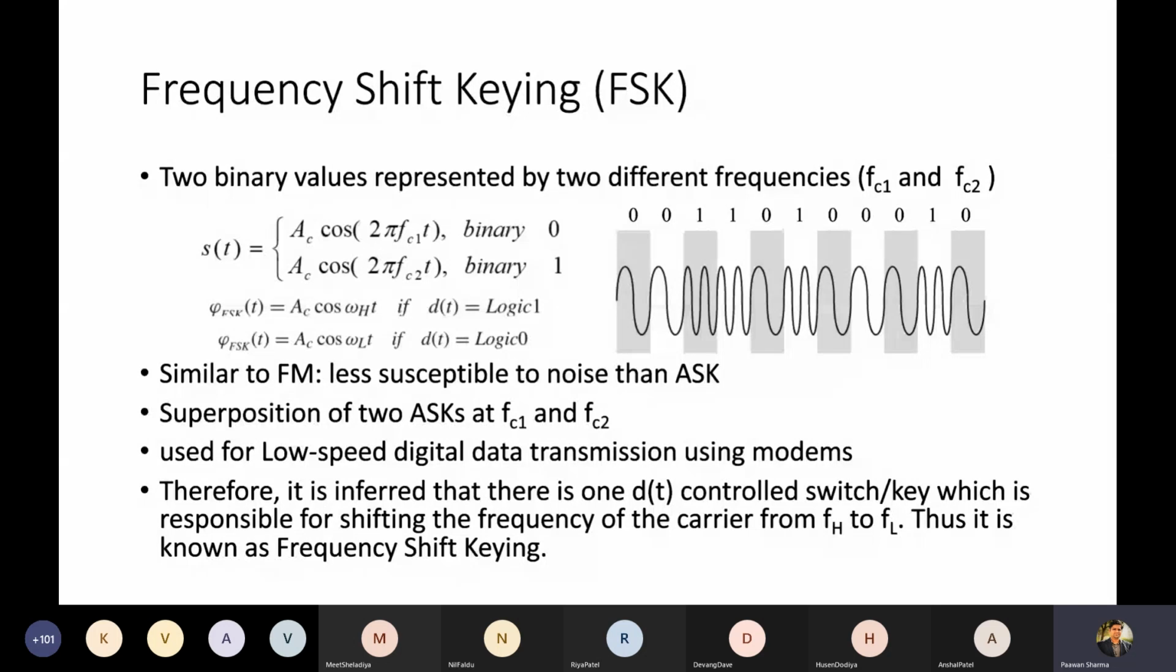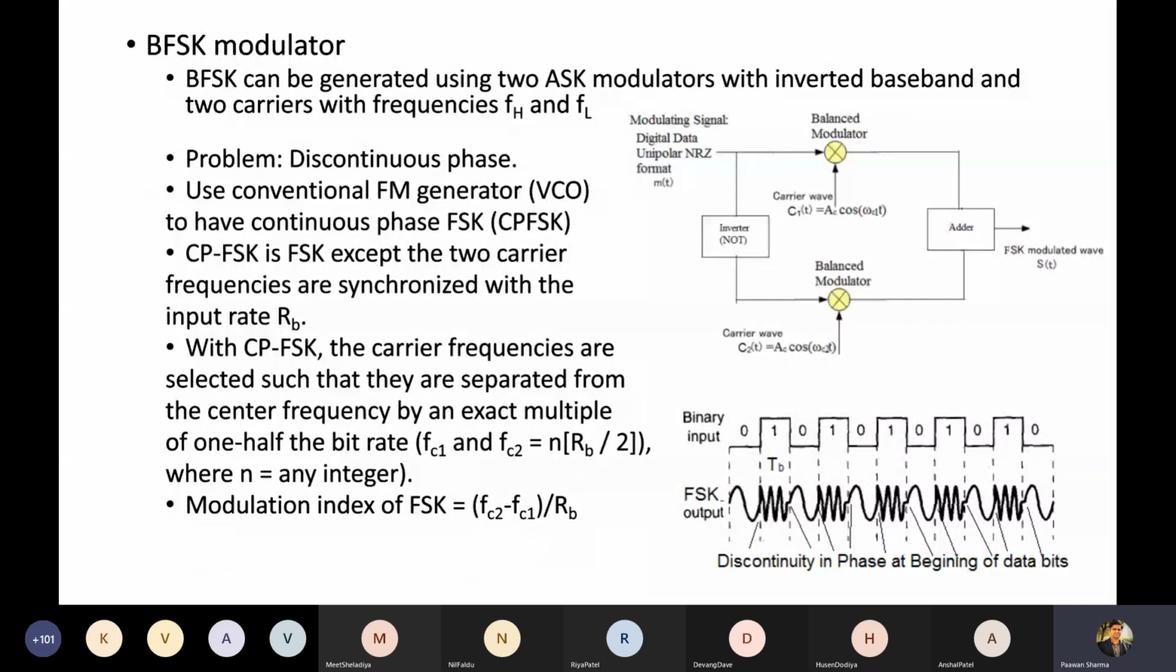Okay, so you can see our data is coming here, and it will be 1 0 1 0, some logic will be there. We are inverting this and feeding it to the other balanced modulator, and directly feeding the input data to one balanced modulator. So if a logic 1 comes here, it directly goes to this part. The inverted 1 is 0, and if you multiply with the balanced modulator, you will get 0.